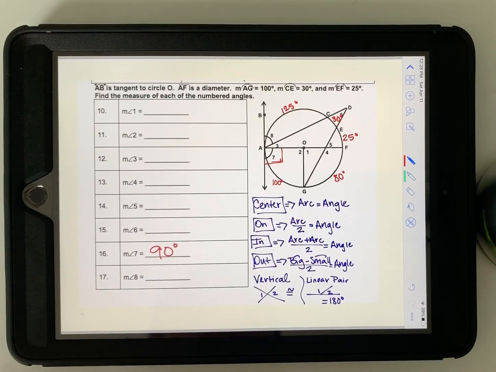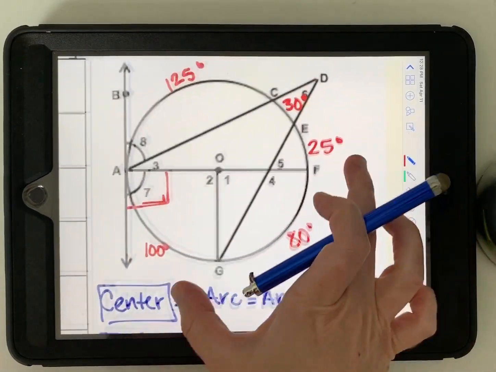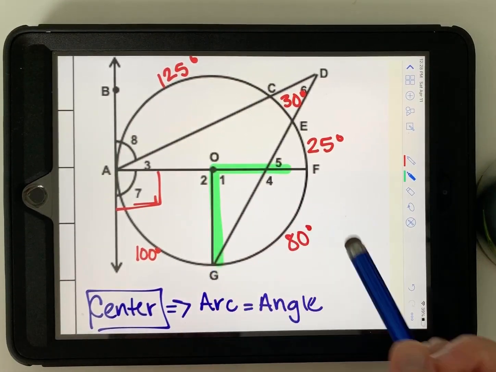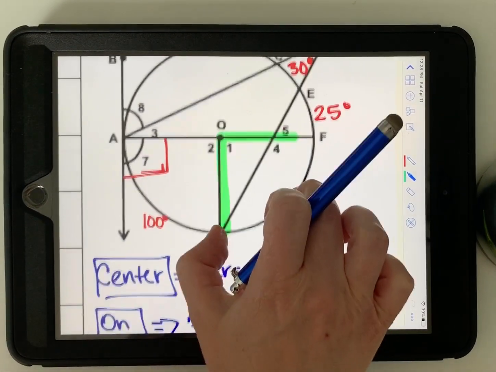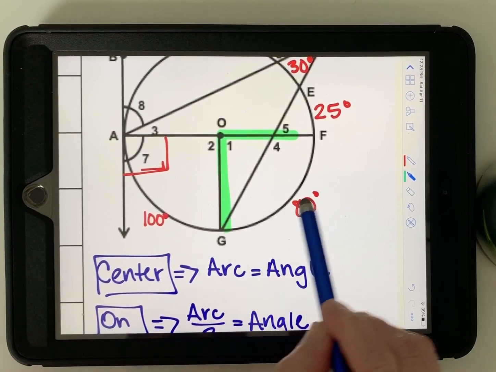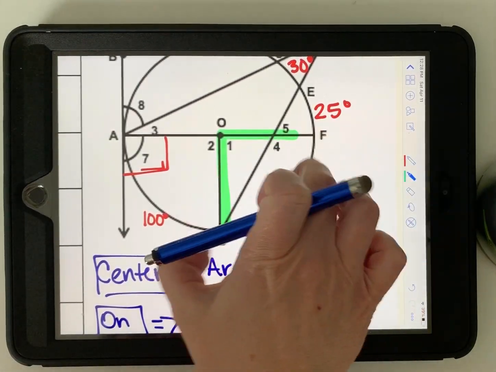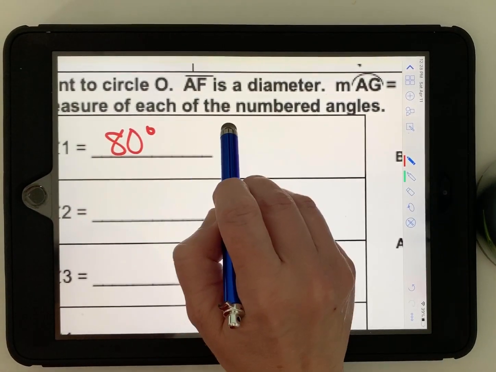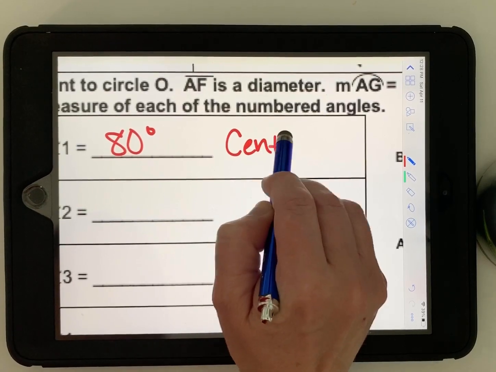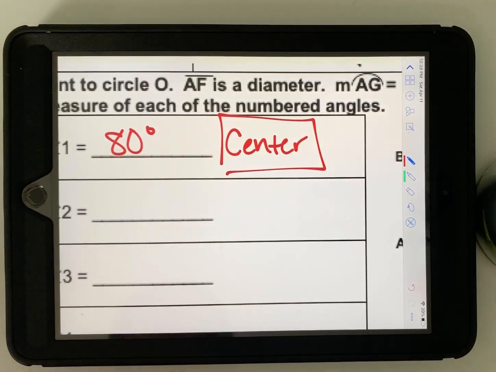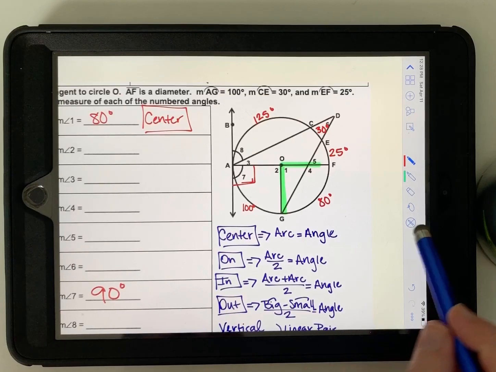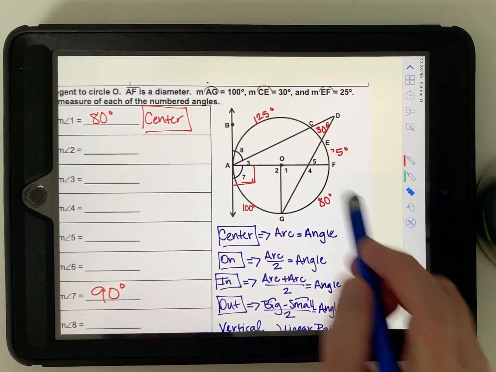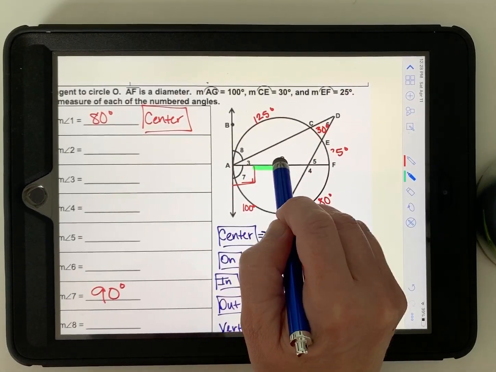So looking at angle 1, if we highlight it, angle 1's vertex is in the center, so we'll use our formula for a central angle where the arc and the angle are the same thing. So if the arc is 80, so is the measure of the angle. So we know that that is 80. And to show some work, I'm just going to write here that the vertex was in the center so that I knew that those two were congruent. The next one is angle 2. And angle 2 is right here, another central angle.